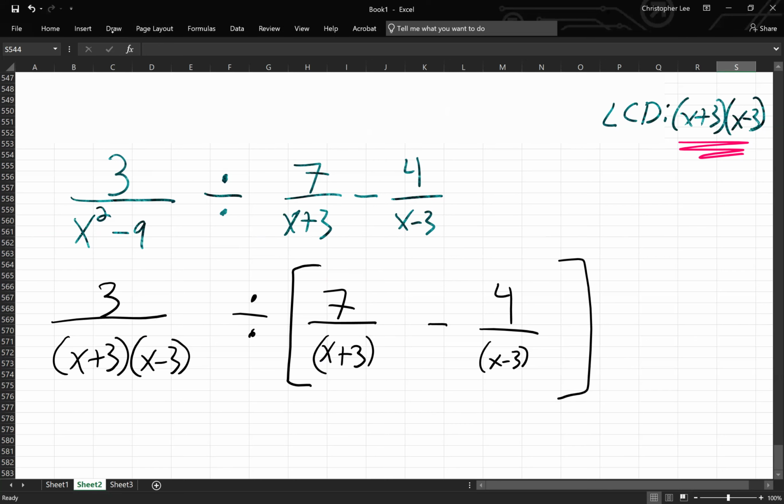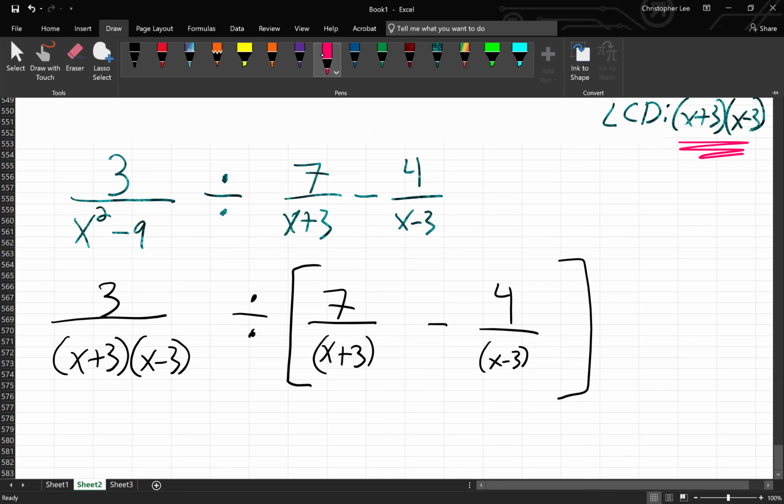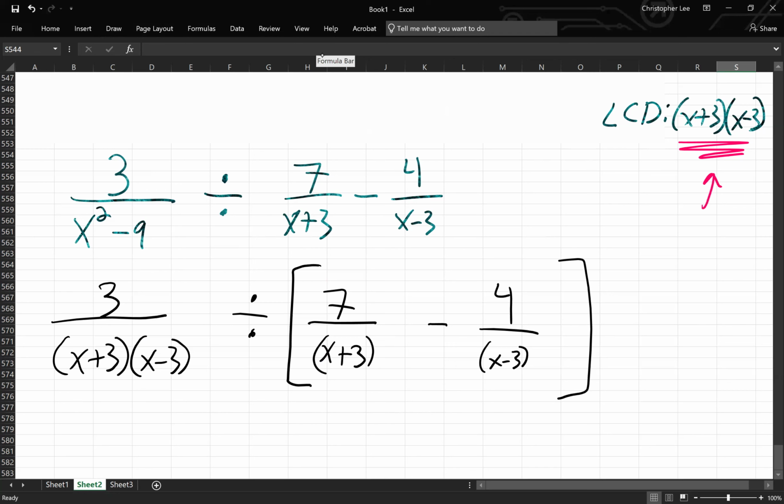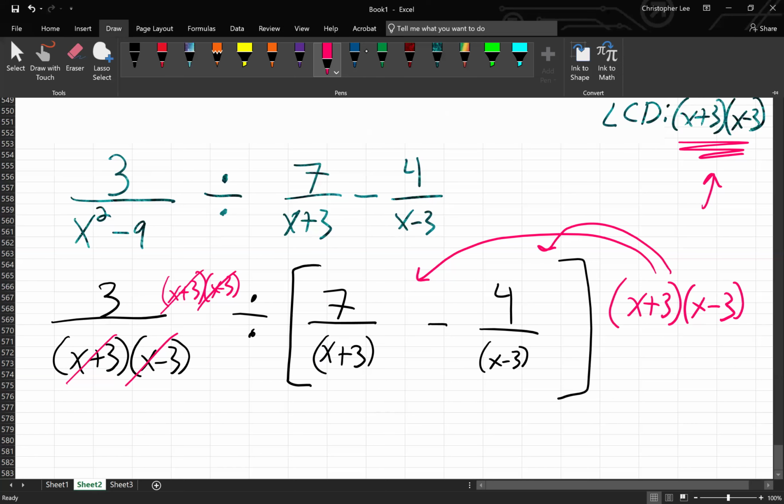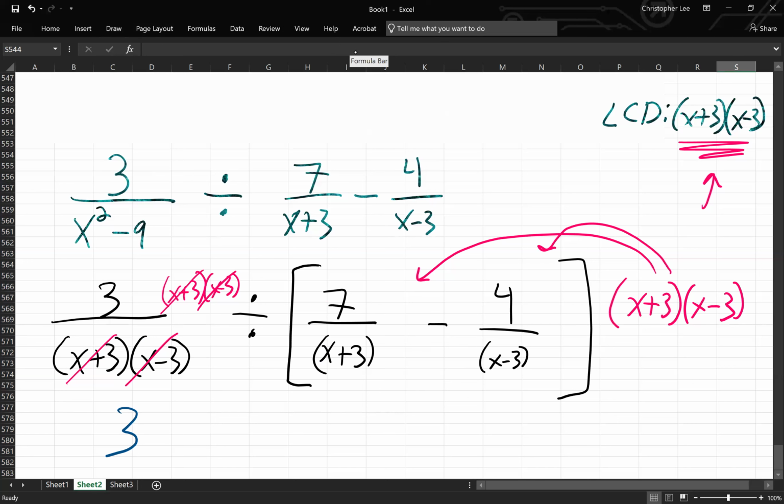We're going to take our LCD, which is here, and multiply that by both of them. So when I multiply this by x plus 3, x minus 3, and this also by x plus 3, x minus 3, this is going to be like a reverse distribution, so to speak. These will cancel, leaving back just 3.